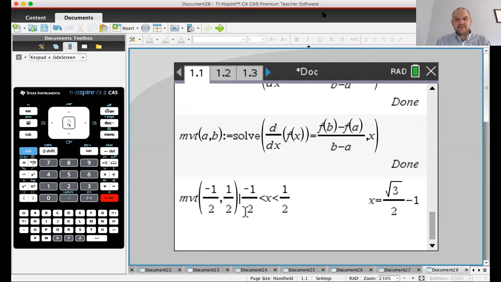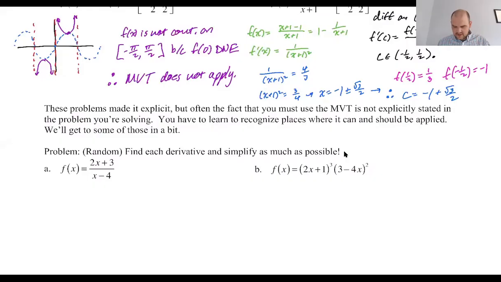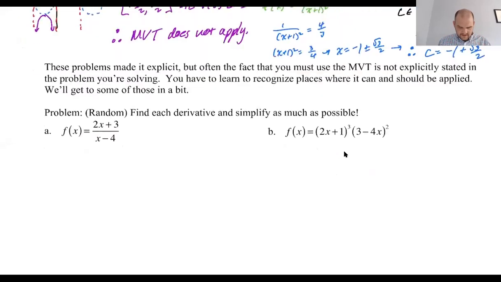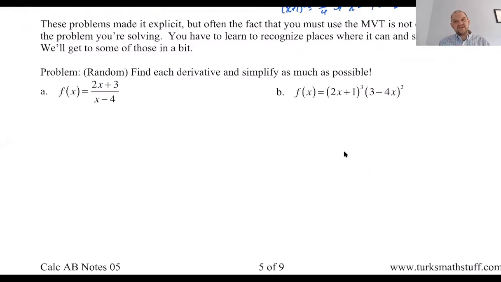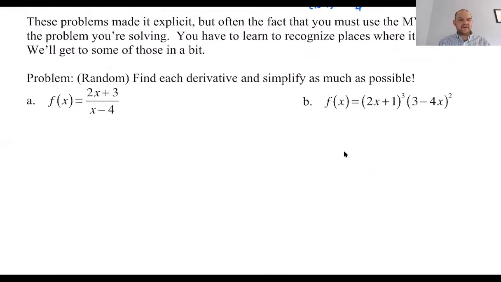I'm gonna do the last 2 problems on the page just to finish the page, because why not? And then we'll take a break, come back in another video. These problems made it explicit, but often the fact that you must use MVT is not explicit. All right, so those are very textbook standard problems. You will see those from time to time. Honestly, it's a little unusual to do mean value theorem problems like that, but that's very much how it works. So let's see if we can do this.